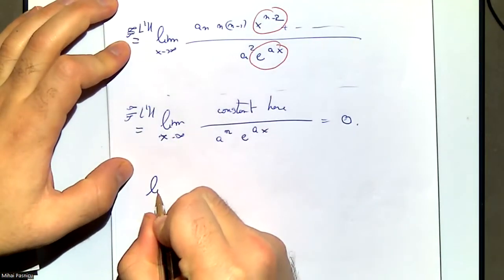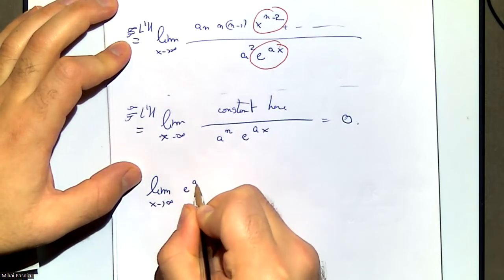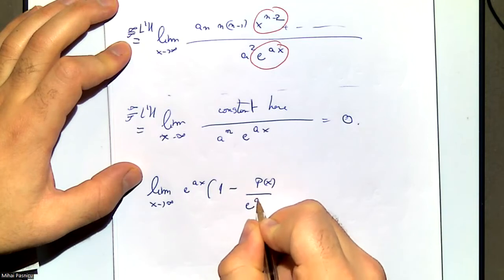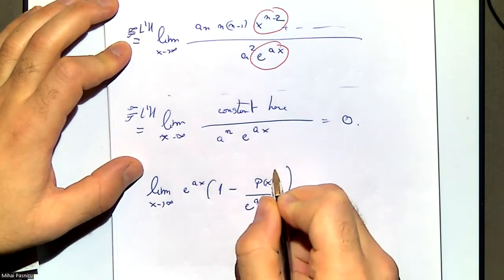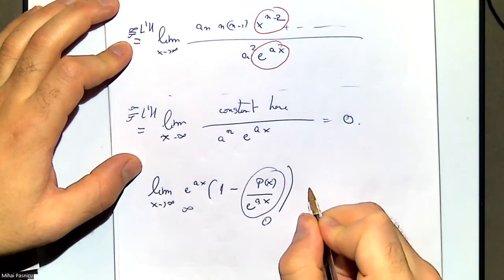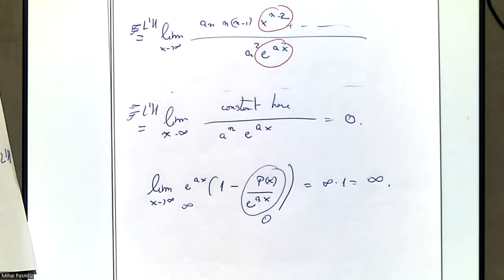What is the limit when x goes to infinity of e^x (1 - p(x)/e^x)? And this is 0, so I have infinity times (1 - 0), infinity times 1. This is just infinity. Right? So that's the thing. Exponential is much, much stronger than any polynomial or any power function or anything like that. That is the formal proof of this.